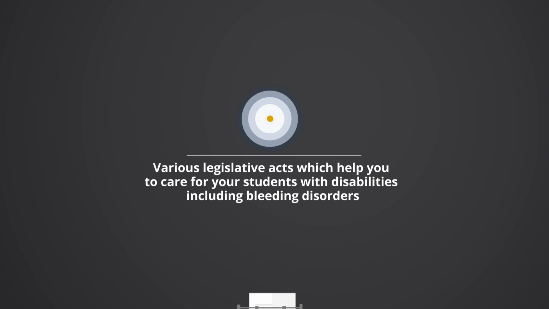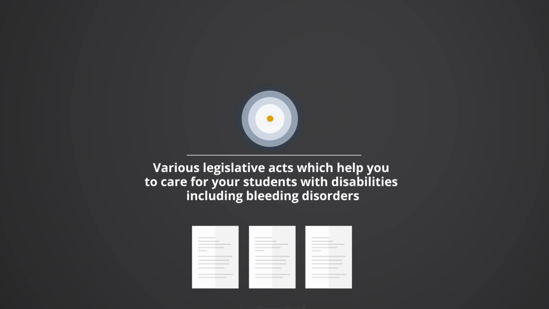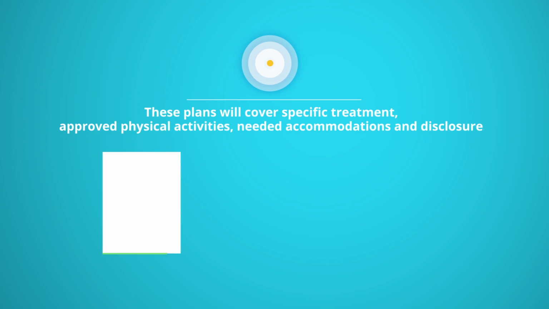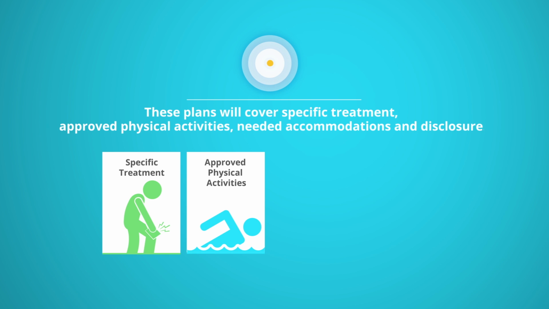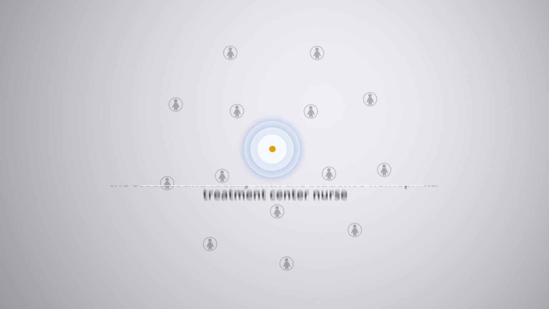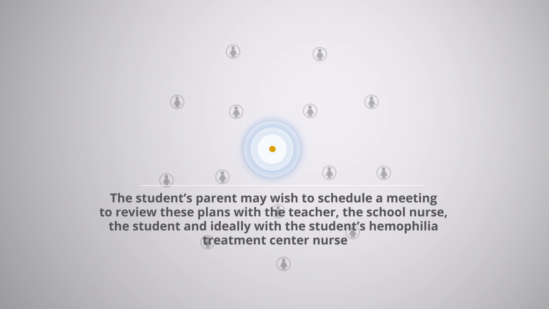You are probably familiar with the various legislative acts which help you care for your students with disabilities, including bleeding disorders. Each student should have an individual health plan, IHP, and may need a 504 or Individual Education Plan, IEP. These plans will cover specific treatment, approved physical activities, needed accommodations, and disclosure. The student's parent may wish to schedule a meeting to review these plans with the teacher, the school nurse, the student, and ideally with the student's hemophilia treatment center nurse.